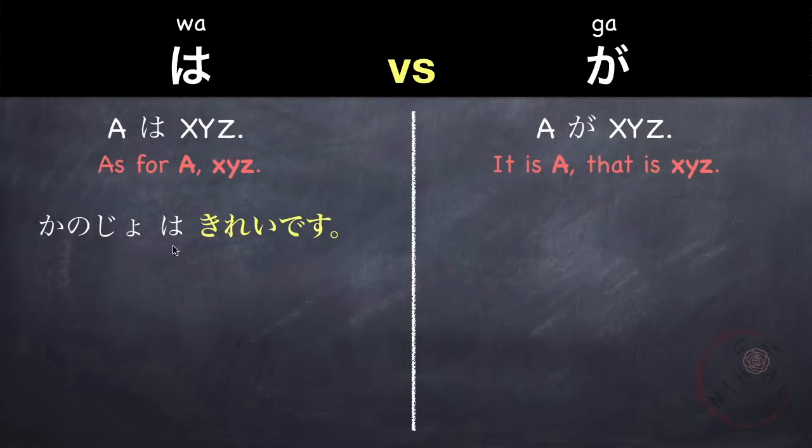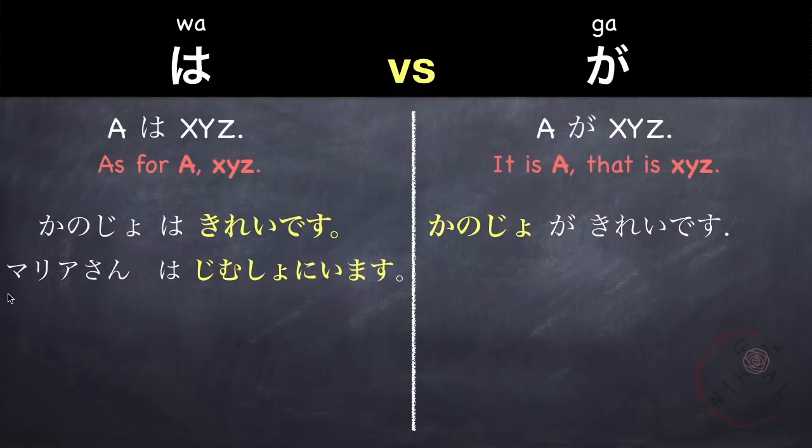彼女は綺麗です. So the speaker and the listener knows her or the girl or she. And the speaker is pointing out that she is beautiful or she is pretty. So the focus is 綺麗です. On the other hand, 彼女が綺麗です. So here, if there are more than one girl that the speaker and the listener is talking about, so the speaker is pointing out that out of all the girls in there, she is the one that is pretty. 彼女が綺麗です.